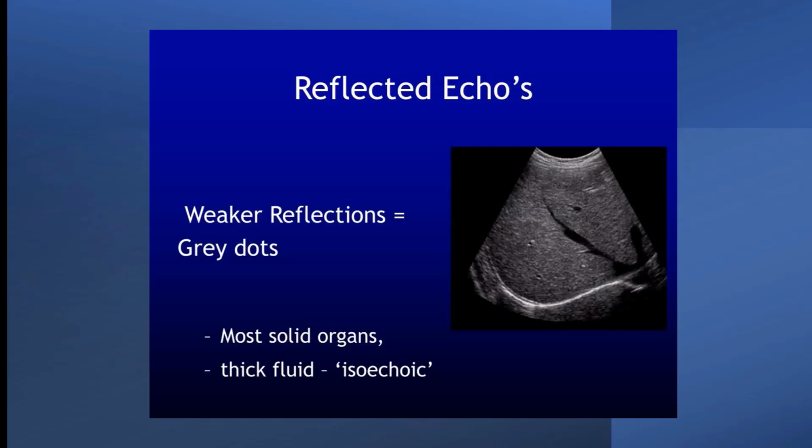We looked at strong echoes. Now we're going to look at weaker reflections or the gray echoes, which we normally see throughout the entire image of the ultrasound. Different variances of shades of gray. That's what makes up the image.